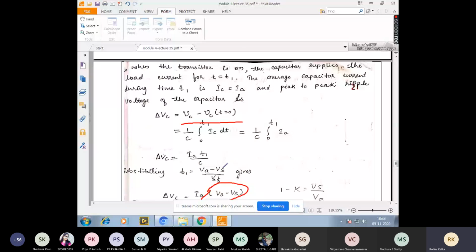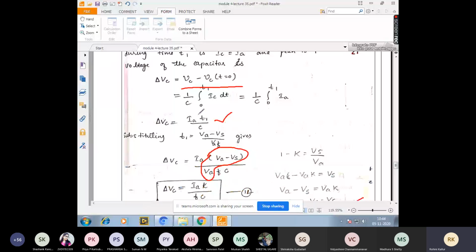Then after this, we wrote the equation for delta Vc, which is the capacitor voltage. For that capacitor voltage, we will be considering the charge that is stored because of the capacitor current. And we get a simplified equation, that is Ia into T1 divided by C. Now we'll substitute the value of T1 from the previous equation, and we'll write this.